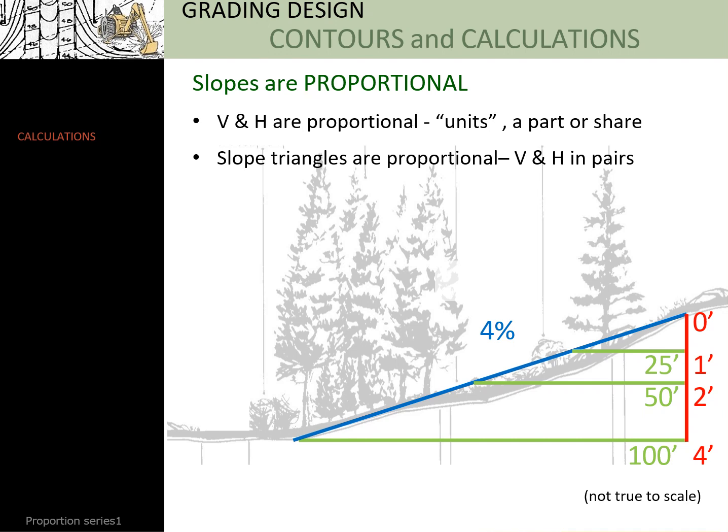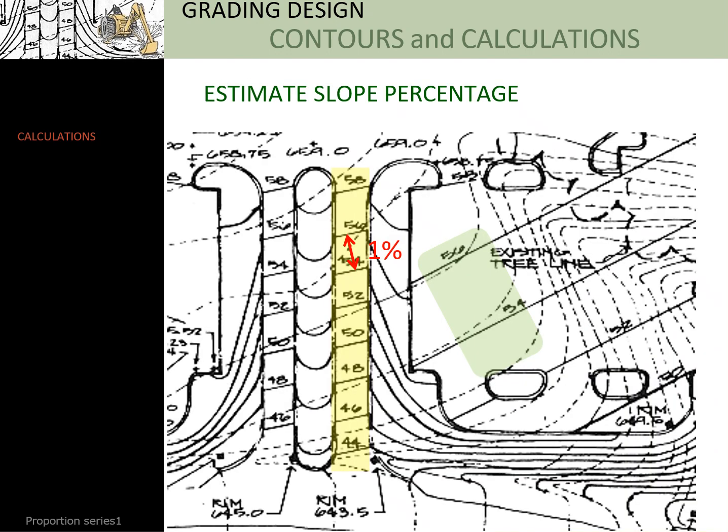As you can see, this idea that slopes are proportional can really help you better understand slope calculations and slope distance relationships. It can also help you in reading maps, estimating values. Let's look at some examples. In this slide, I want to show you how the idea that slopes are proportional can also help you estimate slope percentage. In this example, suppose you've determined the slope highlighted in yellow and found out it is 1%.